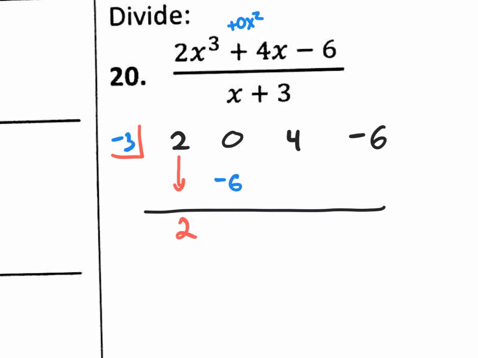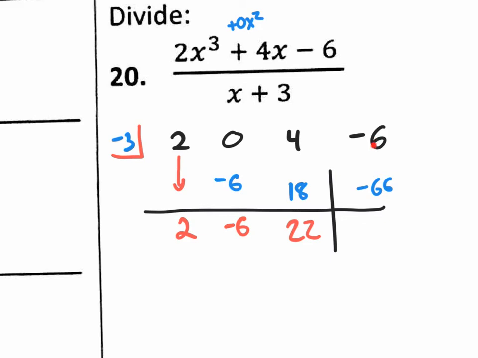0 and -6 is -6. As you go up, you multiply. -3 times -6 is +18. As you go down, you combine. 4 plus 18, 22. As you go up, you multiply. -3 times 22 is -66. Now, at this point, I am going to put a line right here, and whatever I get at the very end, that's my remainder.